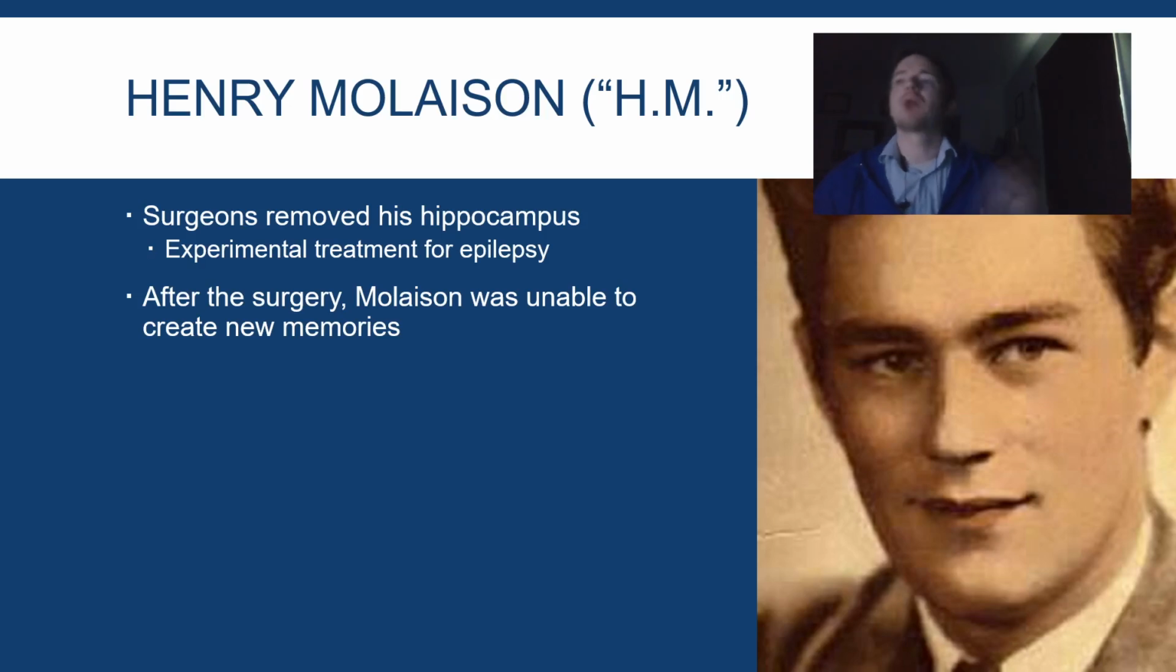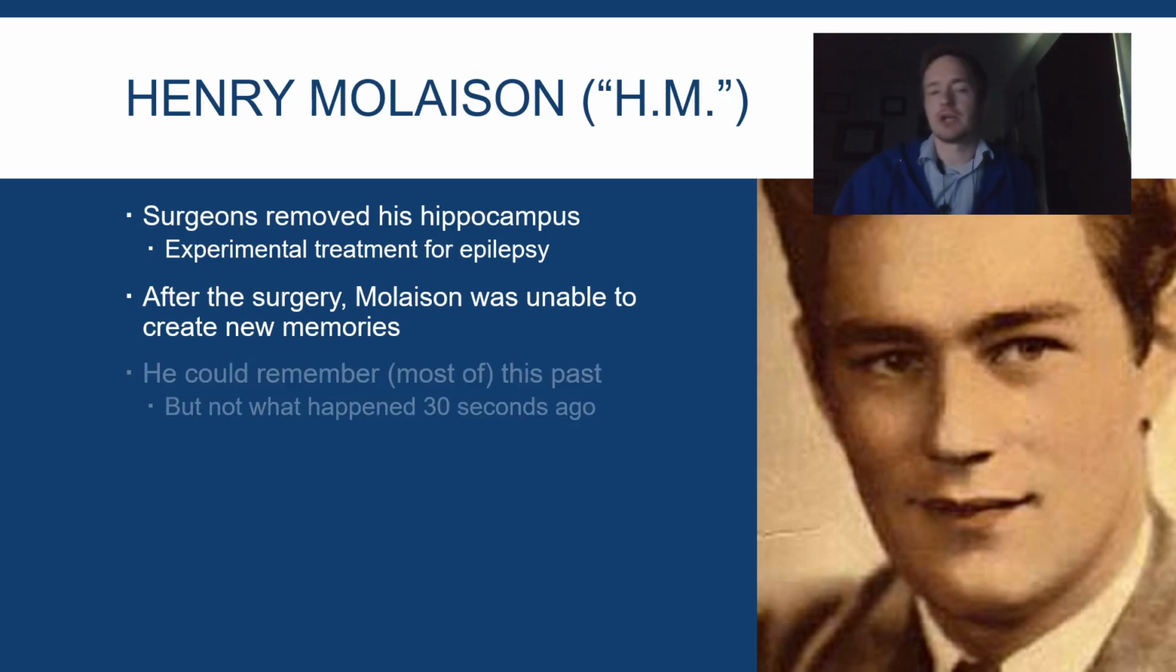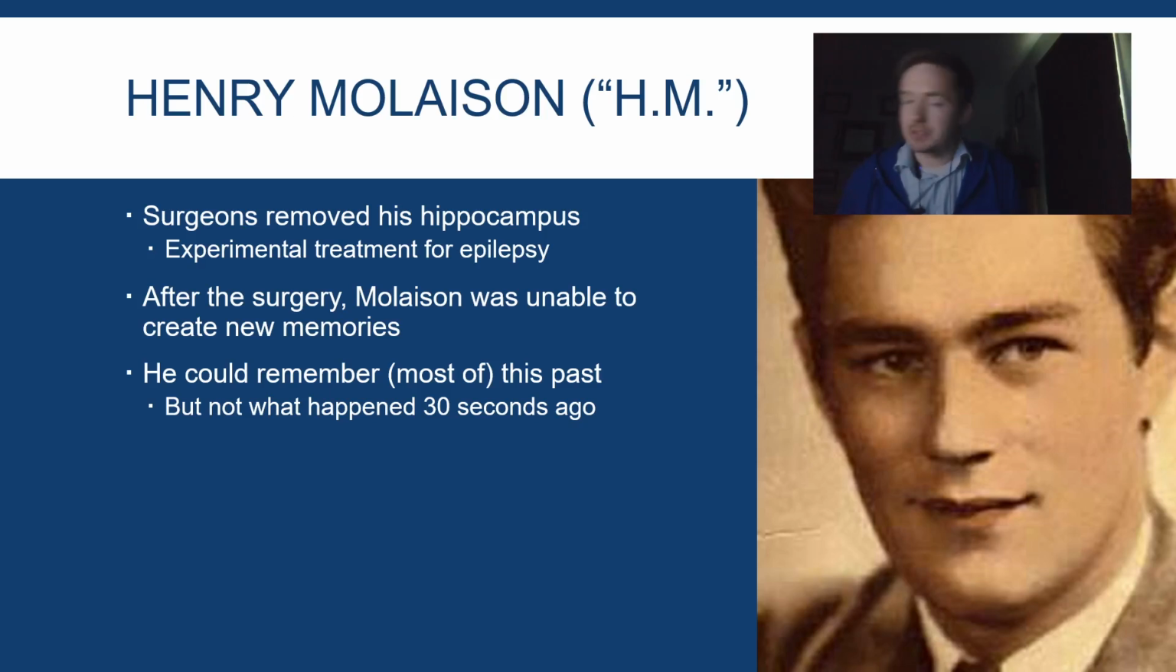And before I go on, I keep calling him HM because for a long time, a lot of results about his behavior and about his memory and about his neurology were published in scientific journals under the name HM to provide him anonymity because he was still alive at the time. So just protecting his identity. Now, after he passed away, they released his name, which was Henry Molaison. So HM was unable to create new memories after losing his hippocampus.